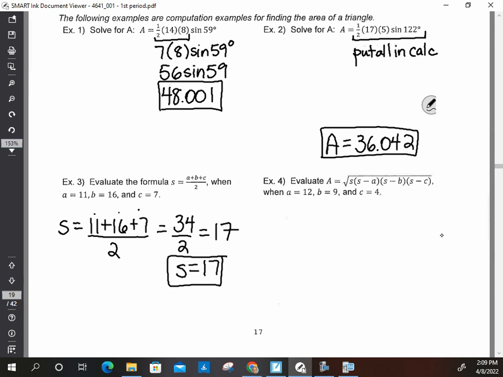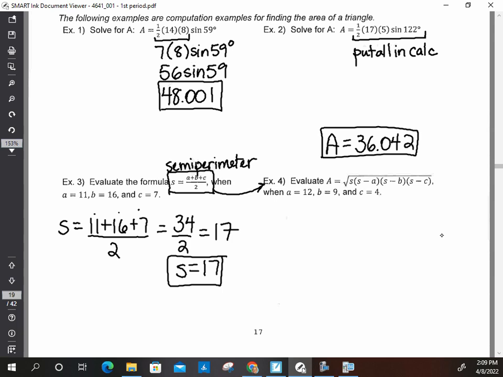So basic evaluating and solving out the expression. Now, this S formula is known as the semi-perimeter. We'll get into more of that when we actually study this particular section on area, but you need this formula to solve example 4. So example 4, evaluate A equals the square root of S times S minus A times S minus B times S minus C when A equals 12, B equals 9, C equals 4.